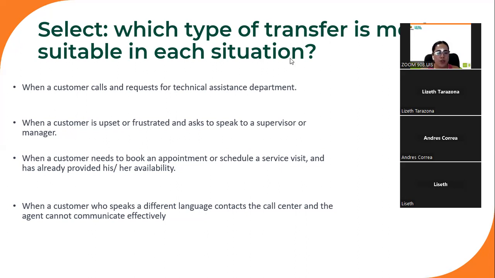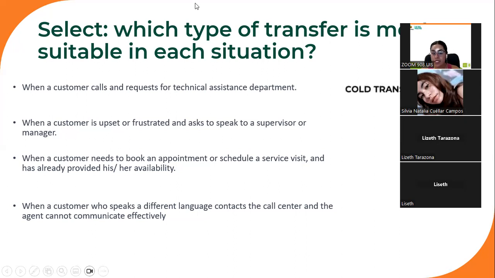So for the first one, when a customer calls and requests the technical assistance department, what do you think? I think it's a cold transfer. Yes, in this case too, because the customer is requesting a specific department. They already know what they need. So you would use a cold transfer in this case.